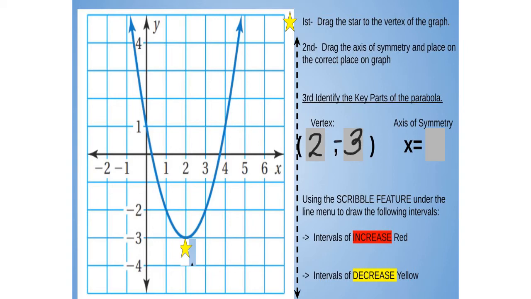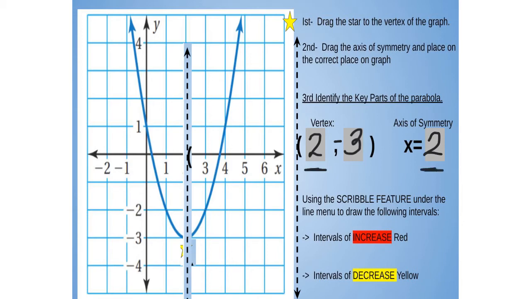Now, I want to drag the axis of symmetry onto the graph. Remember, the axis of symmetry goes straight through the vertex. It's a vertical line straight up and down where if I folded that parabola, each side would lay on top of each other. Now the axis of symmetry is the line x is equal to 2. Notice that this 2 and this 2, same value.